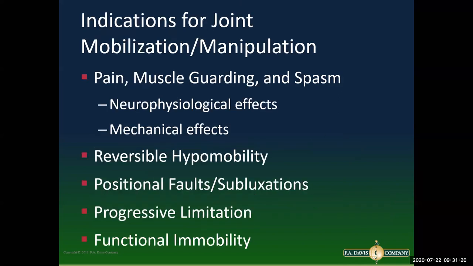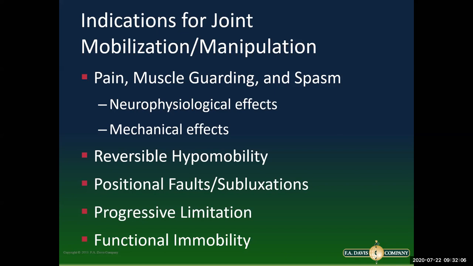So indications, why might we do joint mobilizations? Well, if we have pain, muscle guarding, and spasm, we can do it as long as it's not going to impact with guarding, right? There is a neurophysiological effect doing these motions. There's a response that our brain gives to mobilizations because we're moving in the plane of motion. Mechanical effects, moving around that synovial fluid, gliding those surfaces so the actual articular cartilage is moving, all happens, right? It helps us reverse hypomobility, or the lack of movement. It helps us correct positional faults or subluxations, right? So if I've got a shoulder that's subluxed inferiorly, if I mobilize it superiorly, I can help get that joint back to where it needs to be and work on it.